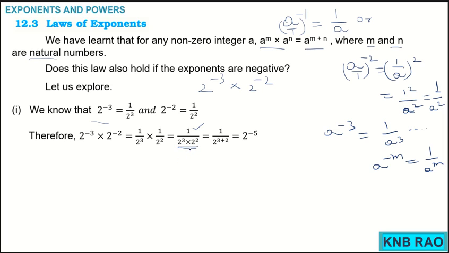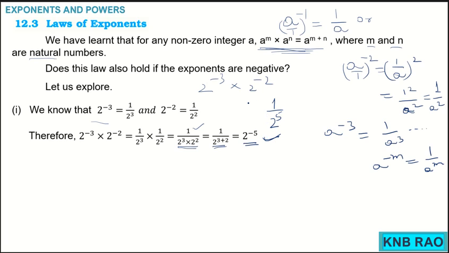Now 2 power 3 into 2 square is done using the law we have learnt in your class 7th: 2 power 3 plus 2 becomes the denominator, and it becomes 1 upon 2 power 5. Now again I will bring it back into the form of negative power, which can be written as 2 power minus 5. So this is the result.